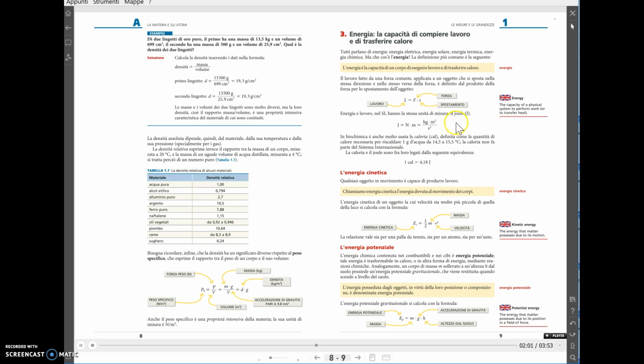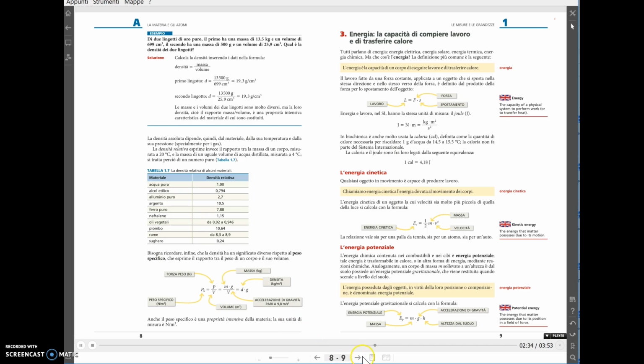A calorie is the amount of heat needed to increase the temperature of 1 gram of water from 14.5 to 15.5 degrees Celsius. 1 calorie equals 4.185 joules. The kinetic energy of an object is the energy it possesses due to its motion. The potential energy is the energy stored in an object or a system due to its position, in a force field, or due to its configuration.